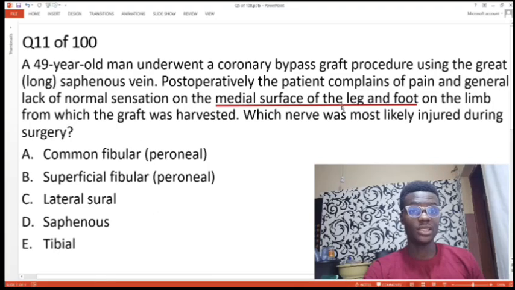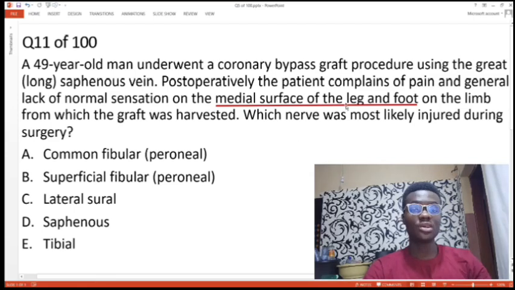And if the healthcare worker is not careful enough while harvesting the grafts of the great saphenous vein, the healthcare worker might actually injure the nerve that lies closely to the great saphenous vein, which is the saphenous nerve. So maybe in this case, it's not even a matter of maybe here. That is what actually happened. So post-operatively, the patient complains of pain and lack of sensation on the medial surface of the leg and foot of the limb from which the graft was harvested. So it means the nerve was injured while harvesting the great saphenous vein. And the nerve that lies close to the great saphenous vein is the saphenous nerve.